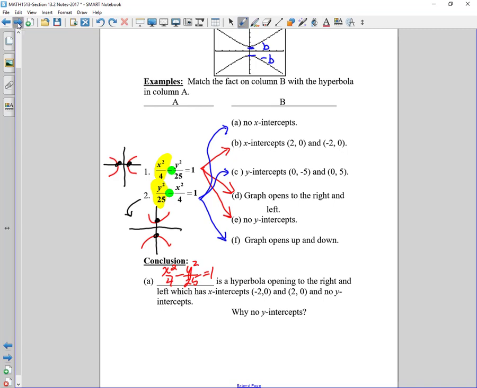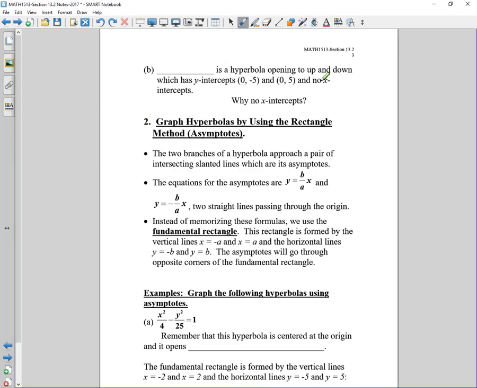The hyperbola that opens up and down, and has y-intercepts of (0, negative 5) and (0, 5), and has no x-intercepts. That's the one that was y squared over 25 minus x squared over 4 equals 1.